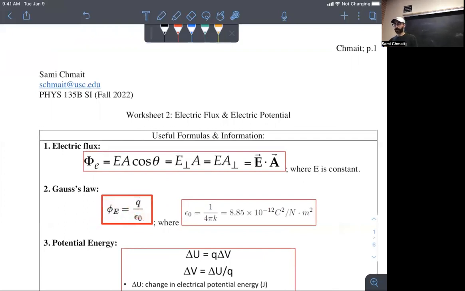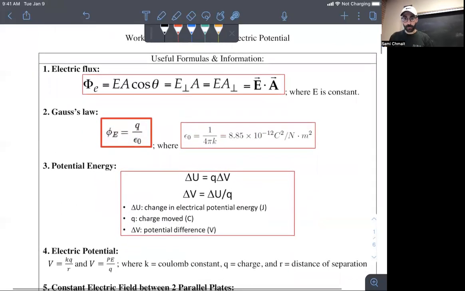And that constant value will not fluctuate, I should say. The area is embedded in that, so sometimes you'll have to manipulate as needed. Okay. Again, Gauss's law is the net electric flux through any closed Gaussian surface, and it's equal to the net charge that's in that surface divided by that epsilon naught right there.